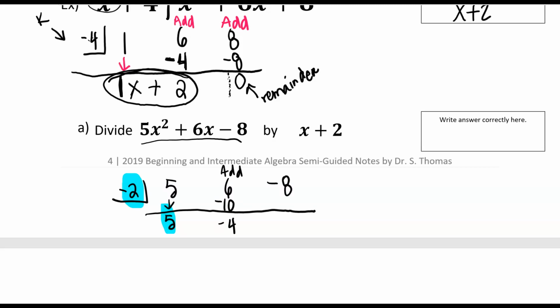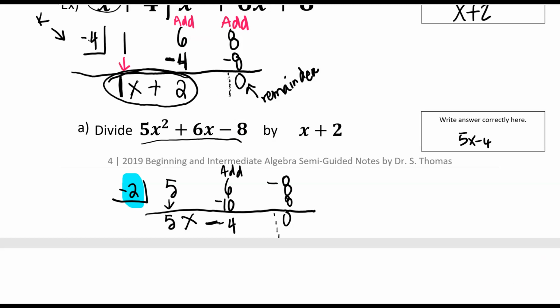So that'll be -4. Again, we're going to multiply -4 times what's in the box. That's going to give us a +8. And notice that again, our remainder is 0. Since we had 5x squared, 1 degree less than that would be 5x. And you can extend this negative to make it a minus sign. So the answer is 5x minus 4.